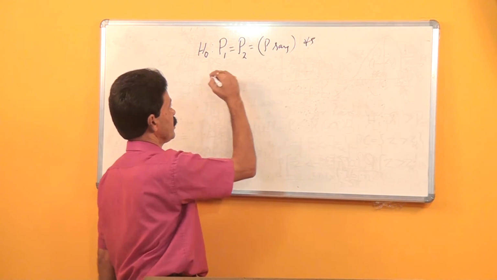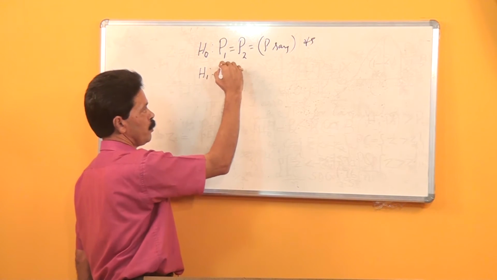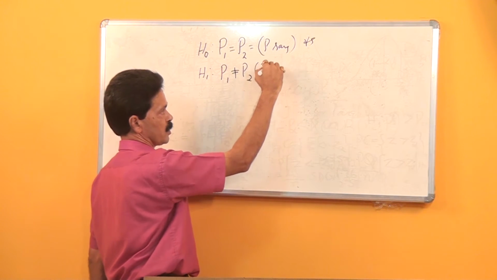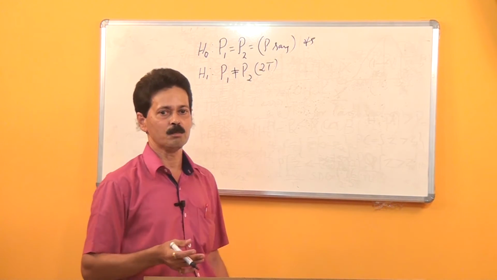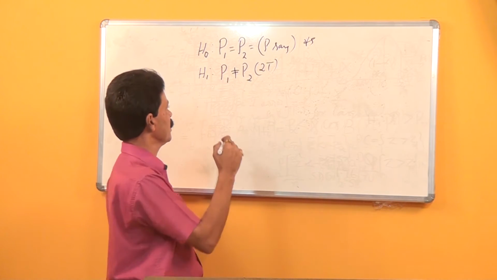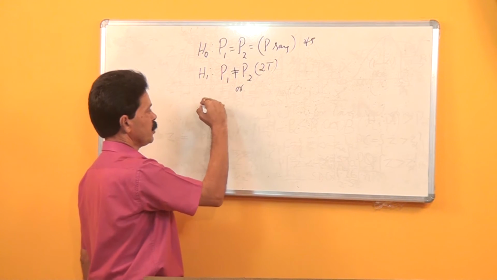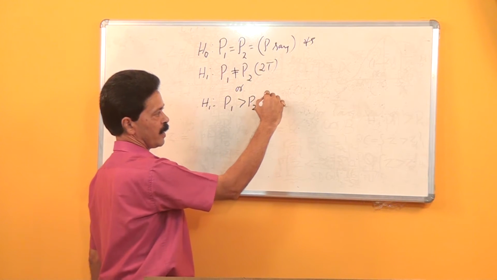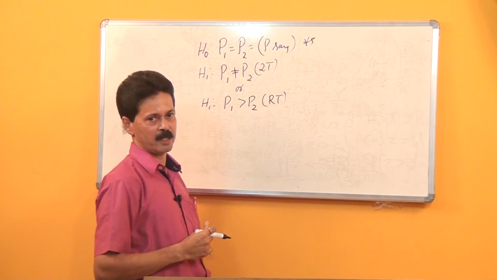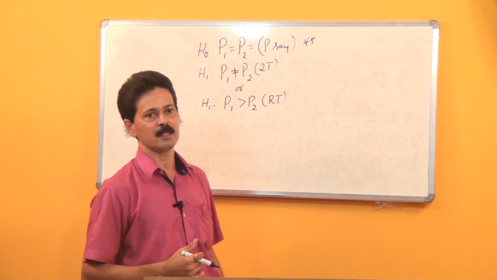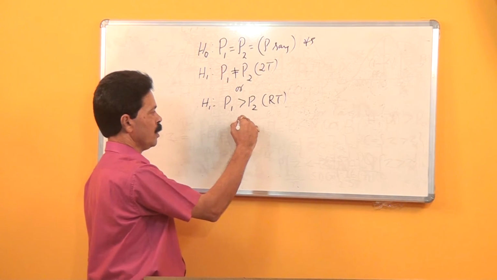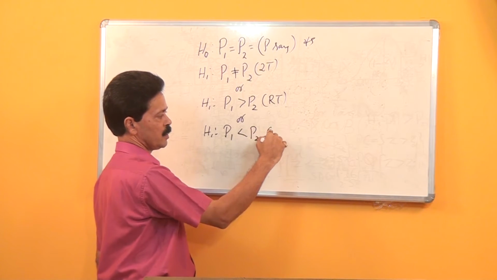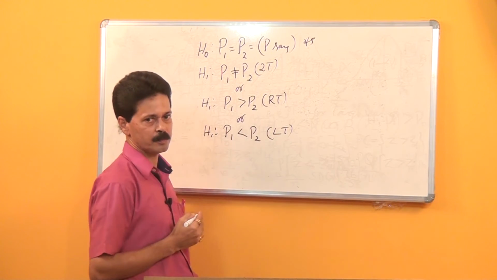Against the alternative H1, P1 not equal to P2, which means it is a two-tailed test, where your rejection region lies on both tails of the distribution. Or the alternative H1, P1 greater than P2, which means it is a right-tailed test where the critical region lies entirely on the right tail of the distribution. Or H1, P1 less than P2, which means it is a left-tailed test.